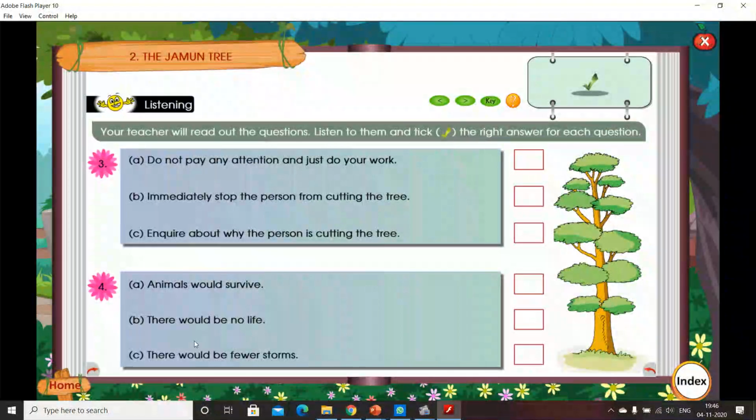Animals would survive. There would be no life. There would be fewer storms. Which is the correct one? There would be no life when there are no trees. Isn't it?